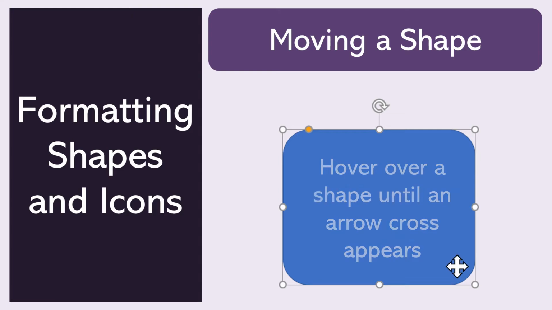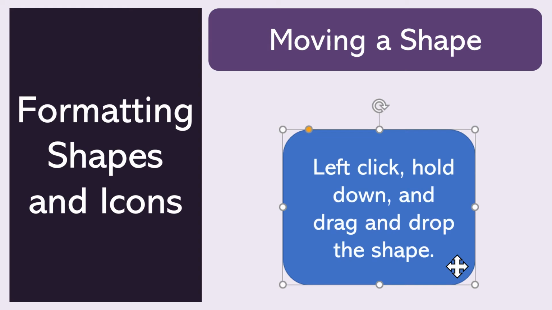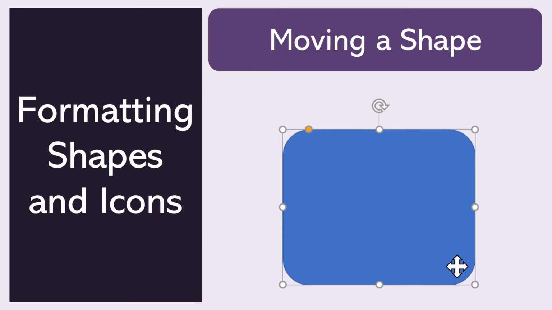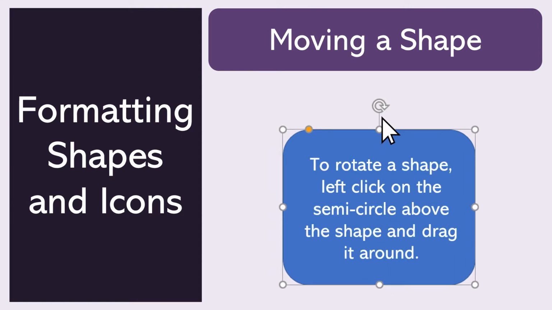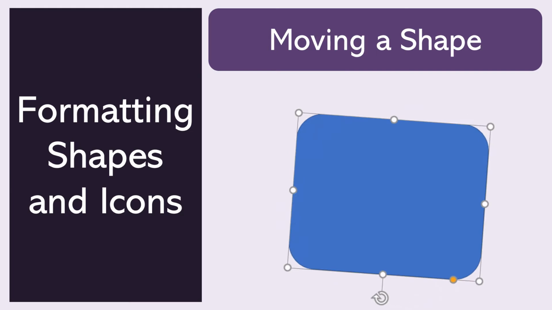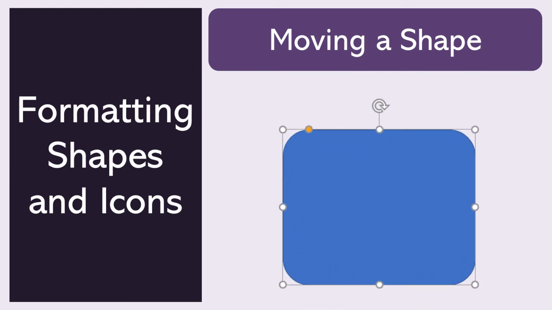When that appears, we can then left click, hold down, and drag and drop the shape like this, and move it to the location that we want. To rotate the shape, simply left click on the semicircle above the shape and drag it around, like so.